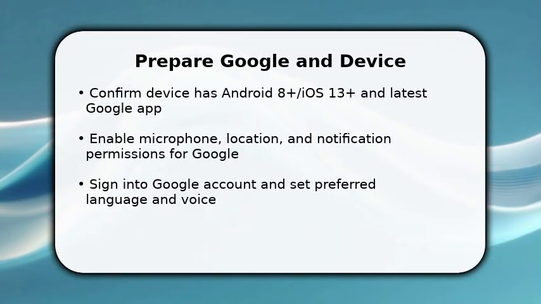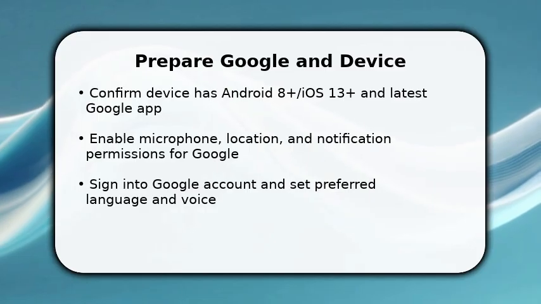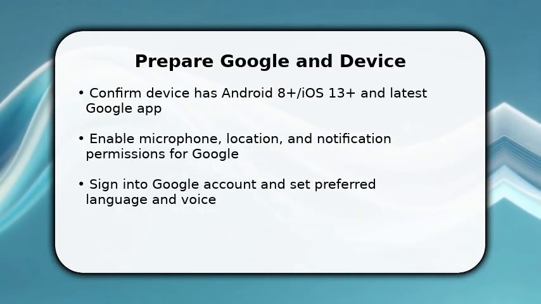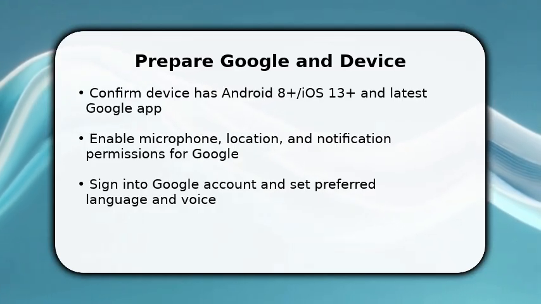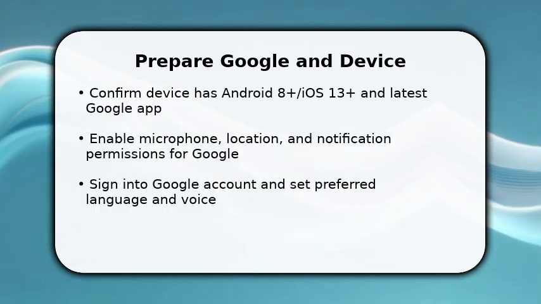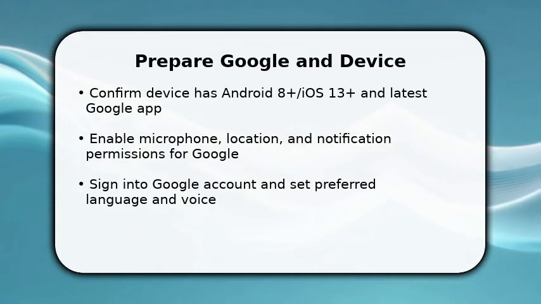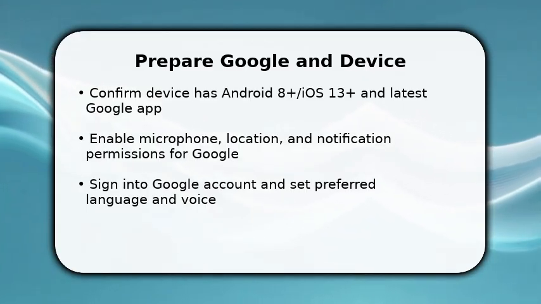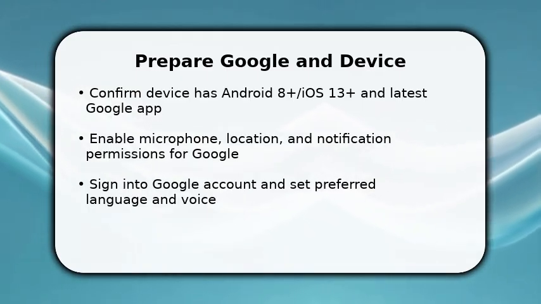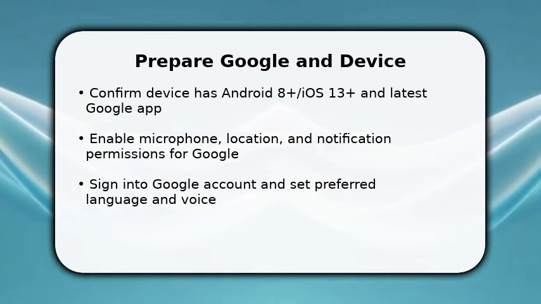You start by preparing both Google and your device so speech works reliably. Enable microphone and notification permissions now. Without them, Google cannot listen or respond. Once done, make sure you're signed into your Google account and set the preferred language and voice in Assistant settings. Also check network access and Bluetooth if you want smart speaker integration. These initial steps prevent common failures and let you move straight into configuring wake words and response behavior.